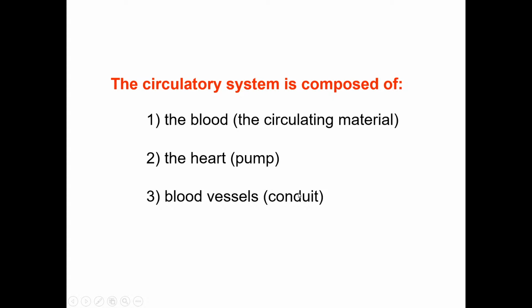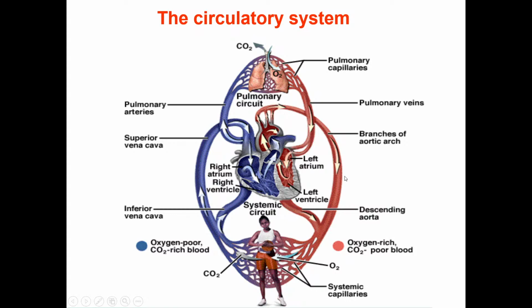The main function of the circulatory system, including the blood, is to help in the transportation of various materials from one place of the body to another, and thereby coordinating the stability of body functioning. So these are the various parts of the circulatory system in the human body.